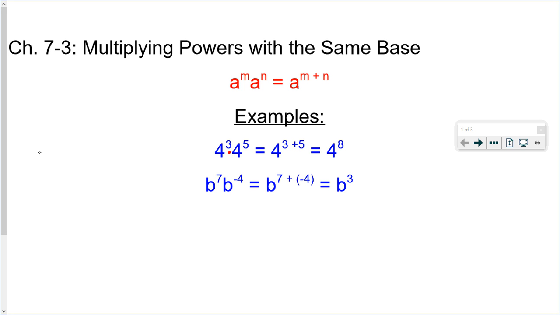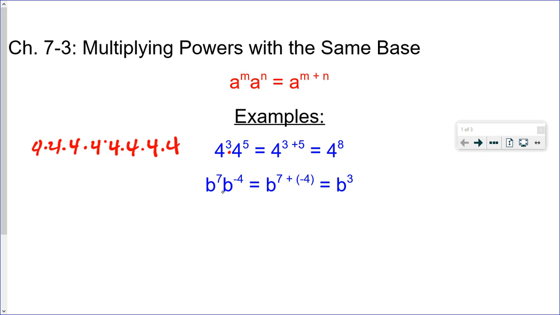So 4 to the third is 4 times 4 times 4. And then times 4 to the fifth, that would be 5 fours, 2, 3, 4, 5. So you're multiplying 3 fours together and then 5 fours together for a total of 8 fours being multiplied together.